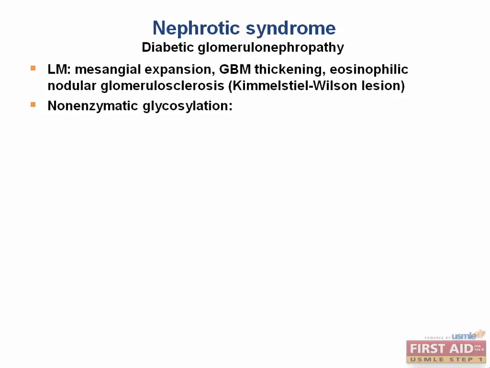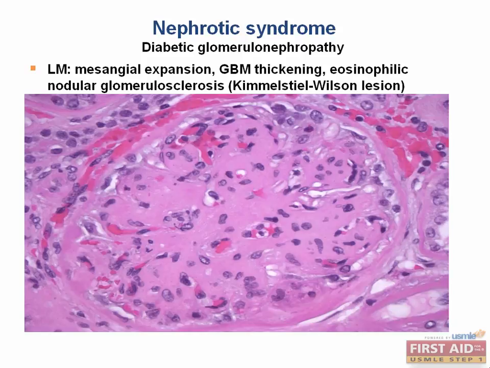Now, how will this affect the basement membrane and mesangium? Well, the glomerular basement membrane will thicken while the mesangium will expand. These changes contribute to the pathognomonic pathologic finding of diabetic kidney disease, the Kimmelstiel-Wilson lesion, which is the diffuse pink glomerulus that looks like a nodule. As we can see here in this image, there are acellular ovoid nodules here in the periphery of the glomerulus.